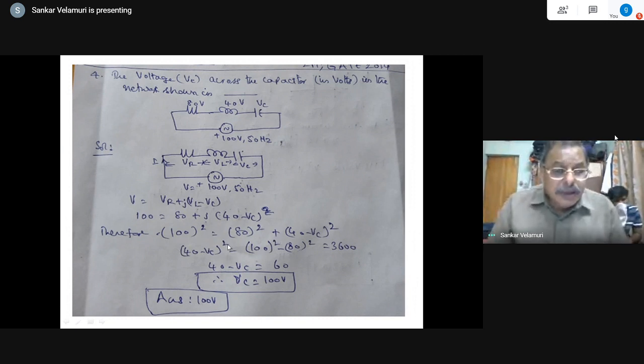So 40 minus VC whole square is equal to 100 square minus 80 square. So this is A square minus B square: 100 plus 80 into 100 minus 80, which gives you 180 into 20, that is 3600. So 40 minus VC whole square is 3600. Taking the square root of that gives you 60, so 40 minus VC is 60. Therefore VC is equal to 100.